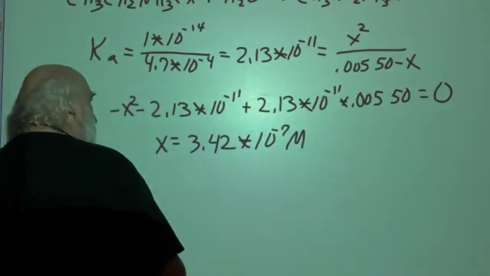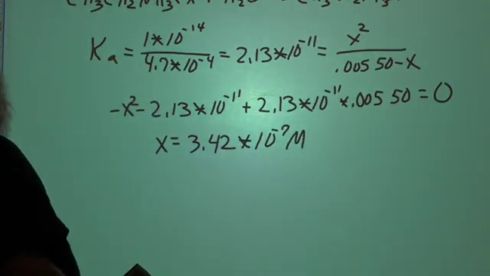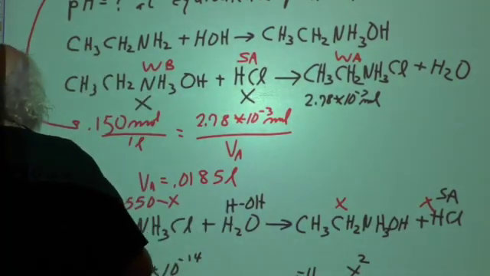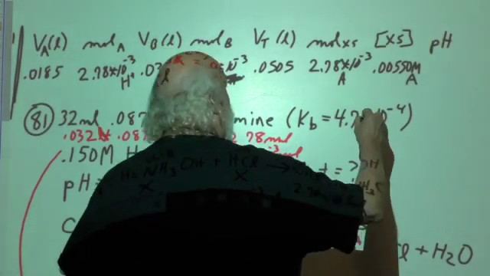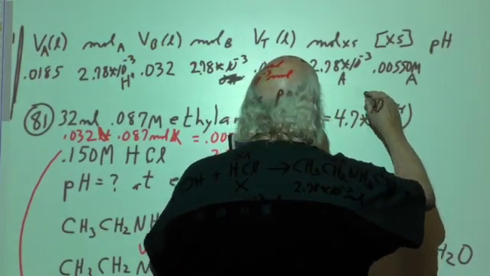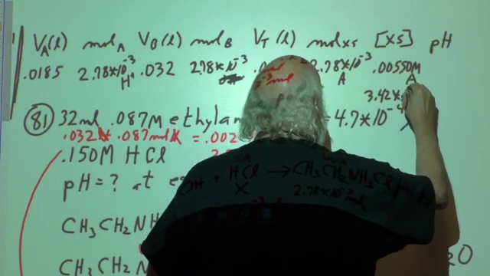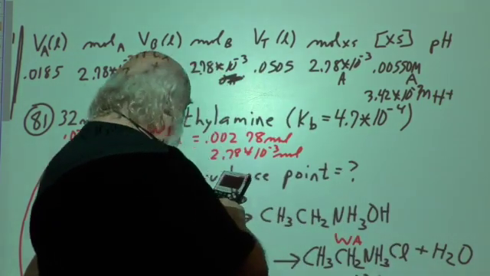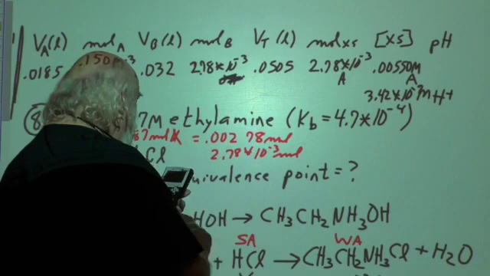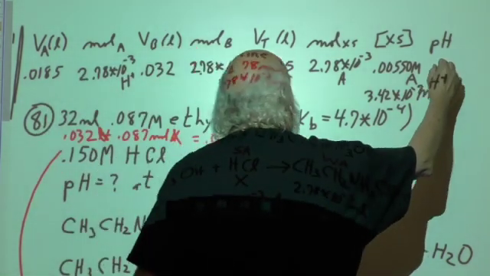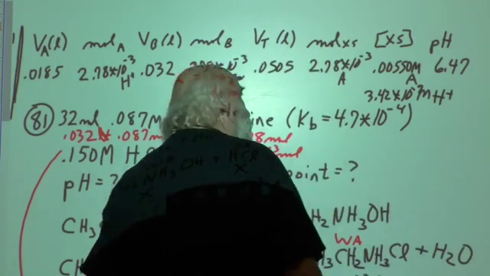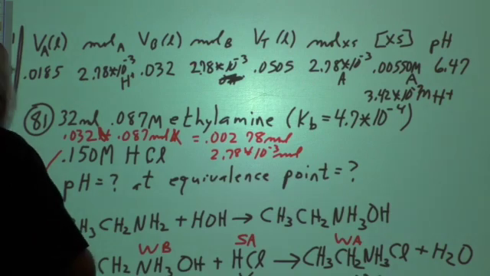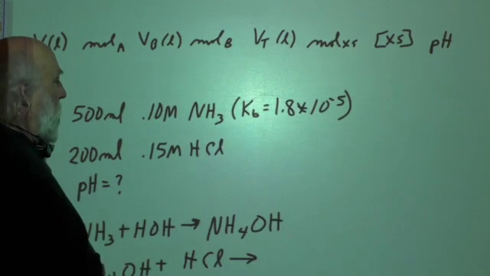Moles per liter. And that is going to be of your hydrogen ion because of this right here. That's your X. So we'll put that up there in the chart. The second part of this, 3.42 times 10 to the negative 7 moles per liter of the H positive. So now we take the negative log of that answer, and we get 6.47. All right, so that's number 81.